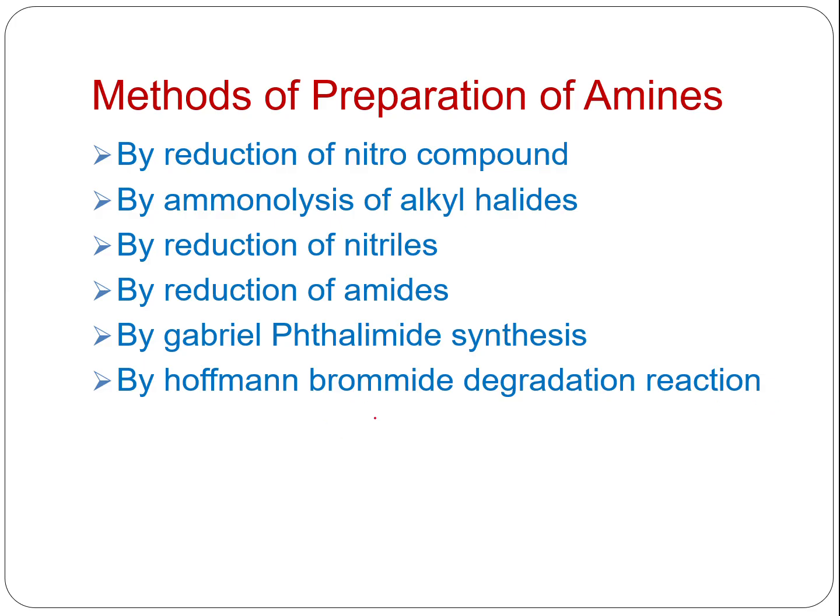Now coming to the next part of the topic, methods of preparation of amines. There are 6 methods of preparation of amines. First one is by reduction of nitro compounds. Second one is by ammonolysis of alkyl halides. Third, by reduction of nitriles. Fourth, by reduction of amides. Fifth, by Gabriel phthalimide synthesis. And sixth, by Hoffmann bromamide degradation.